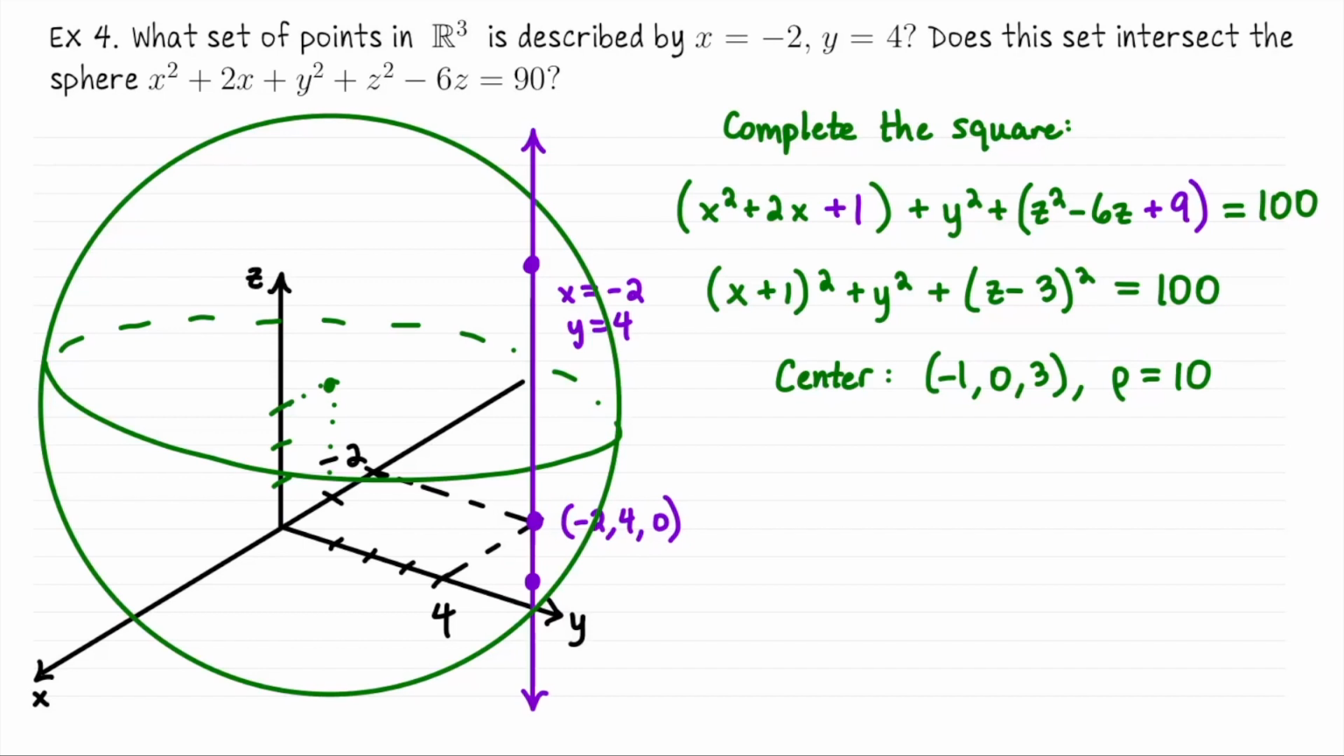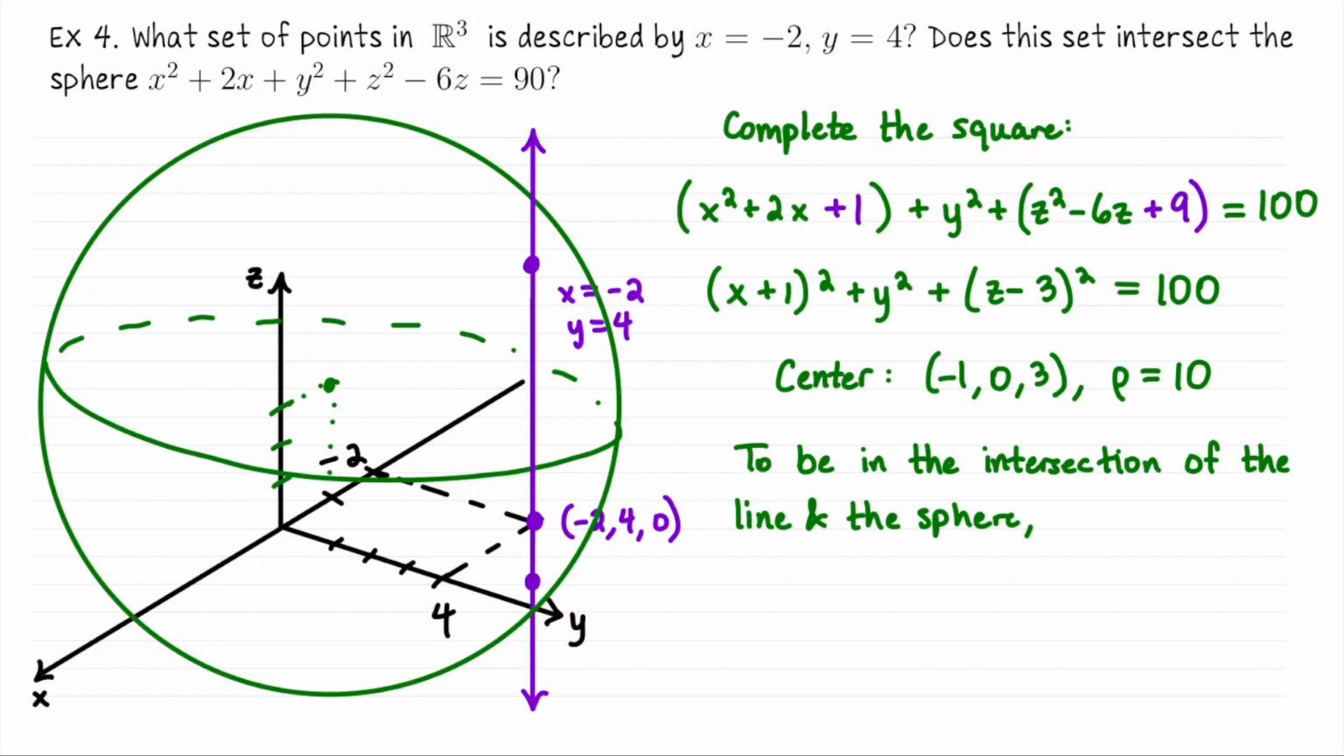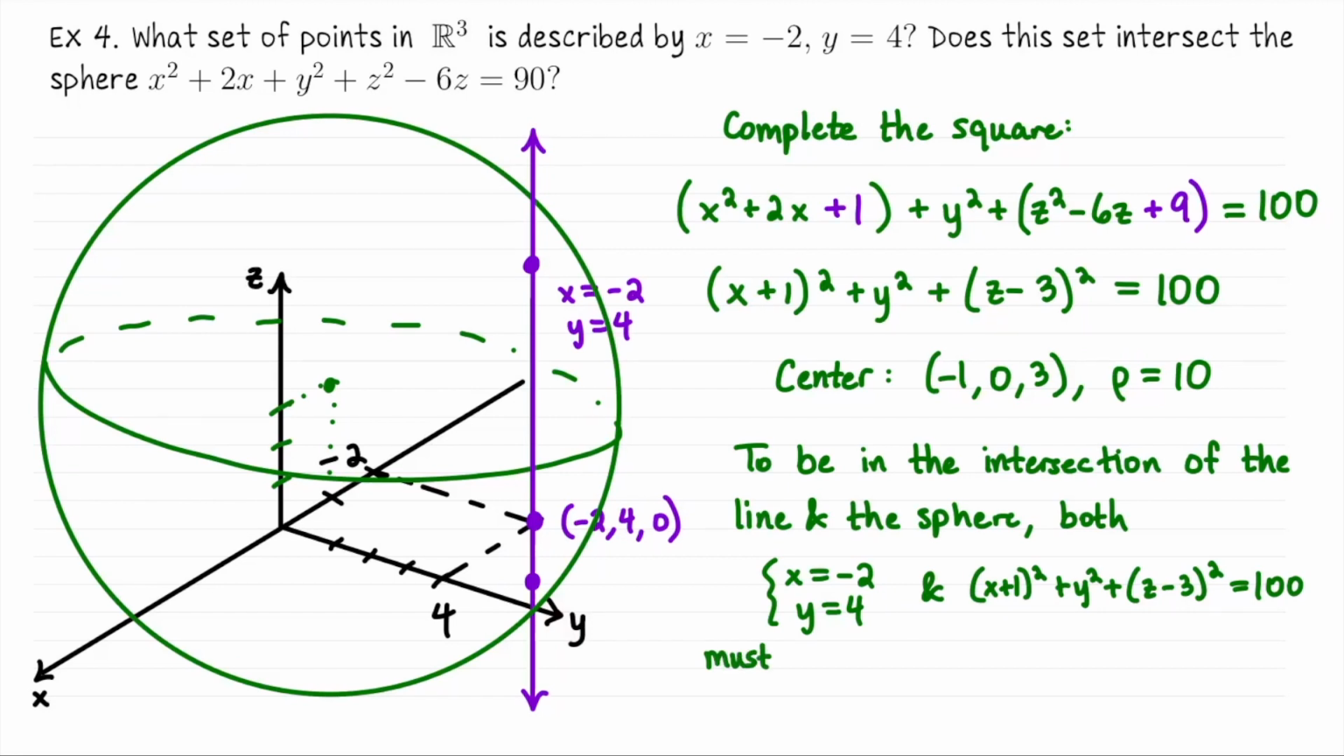Okay, if you're in the intersection of two objects, what that means is that you satisfy the conditions that each object requires. So to be in the intersection of this line and the sphere, both the equations describing the line and the sphere are simultaneously true. So I'll say the pair of equations, x equals -2, y equals 4, those kind of go together. That's a pair that describes the line. And (x plus 1) squared plus y squared plus (z minus 3) squared equals 100. Both of these must simultaneously be true.